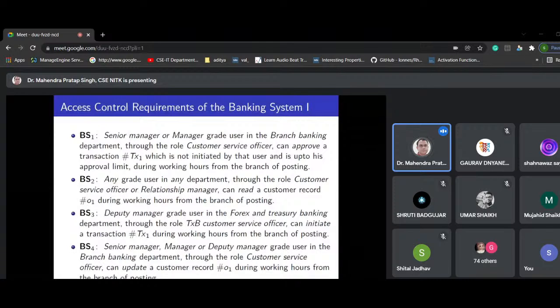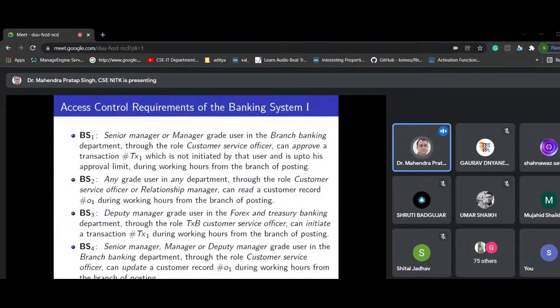Okay, and these types of requirements are defined inside the applications which are being used by the current banks. And another requirement is: any grade user in any department, through the role customer service officer or relationship manager, can read the customer record. It means only the customer service officers and the relationship managers can read the customer record, and that too during working hours from the branch of posting only. If they go to some other branch and try to access the information of the other branch, that he cannot do using his ID because he is designated to another branch. But that branch's employee can do it.